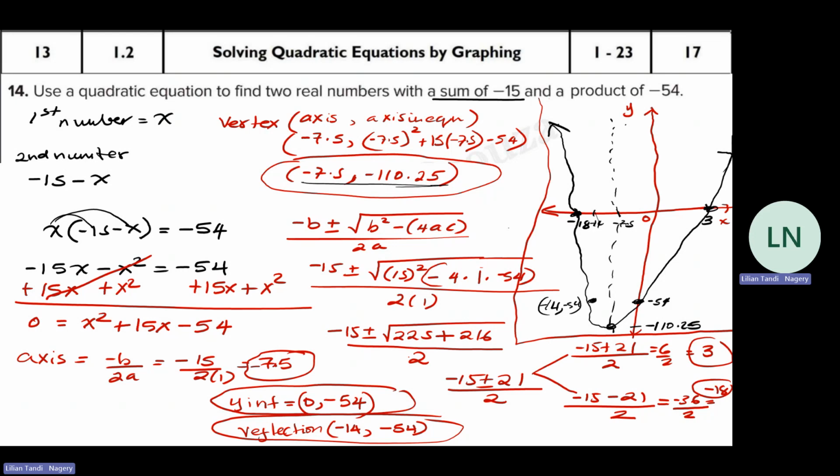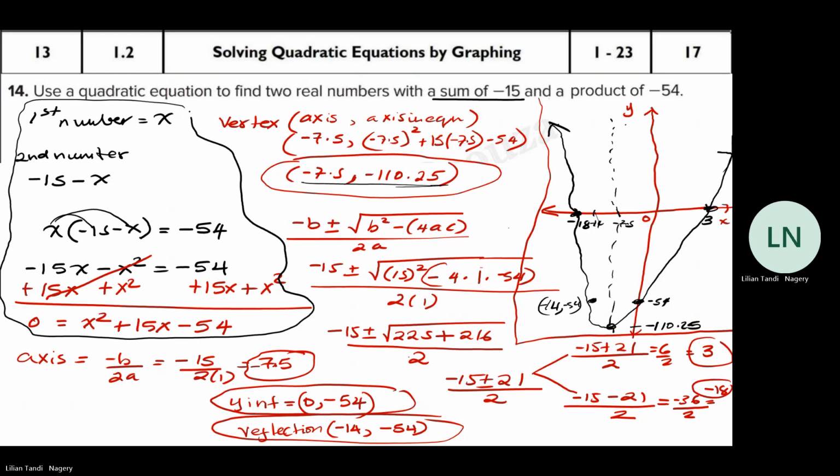So again, do your axis, do your y-intercept, do your reflection, do your vertex, and then do your quadratic equation. Then choose your graph using the numbers that you got. But you have to remember how to do this part correctly, because this is the important part. Okay?